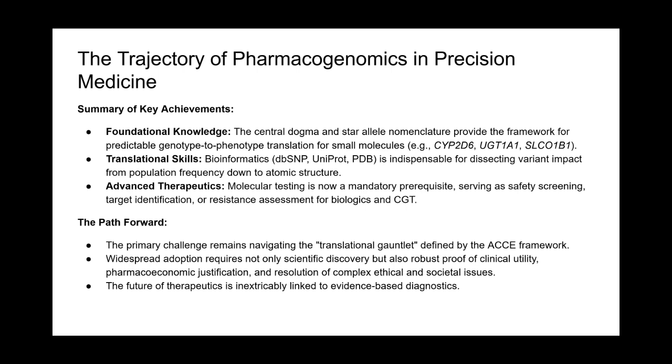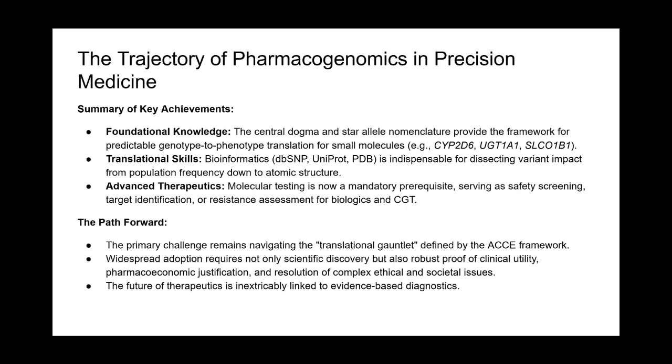Analyzing key pharmacogenomic markers such as variants in CYP2D6, UGT1A1, and SLCO1B1 shows a clear, predictable link between genotype and drug behavior, offering practical strategies to reduce toxicity and improve effectiveness for an increasing number of small molecule drugs. Using bioinformatics tools like dbSNP, UniProt, and the PDB has become essential, allowing practitioners to explore the effects of variants from population patterns down to their atomic structural impacts.